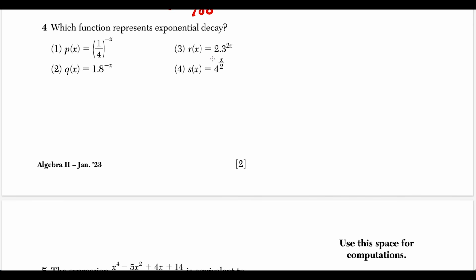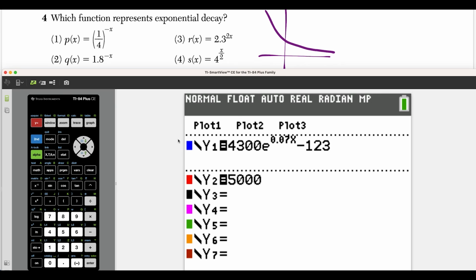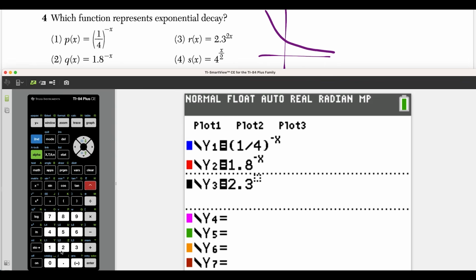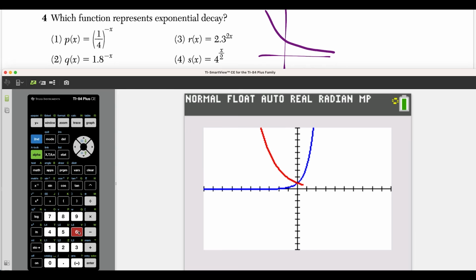Question 4, we want to find the function that represents exponential decay. So we're looking for something that's going to look something kind of like this. Now, once again, you do get a calculator for the whole region. So what you could do is type in all your answers into this section here. So now what we're going to do is graph all of these, but I'm going to press zoom 6 so that everything goes back to normal.